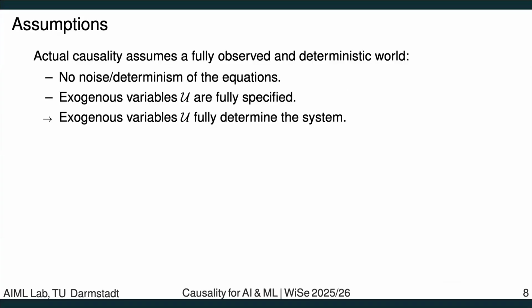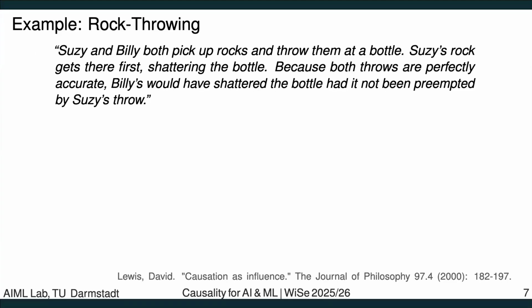So yeah, that's the scenario, and in the end we will look at reasoning frameworks or rules that then allow us to say, well, is Susie the actual cause of the bottle shattering, or has Billy also something to do with that? Like, how do we attribute blame and responsibility here?